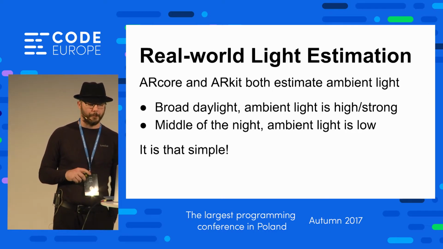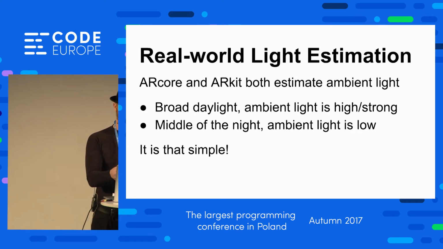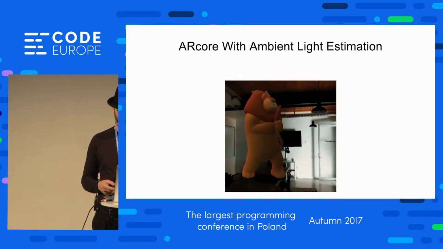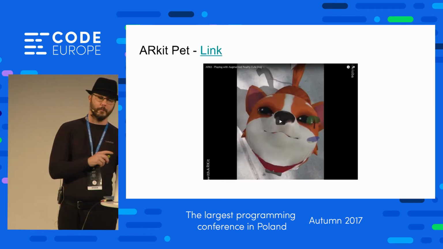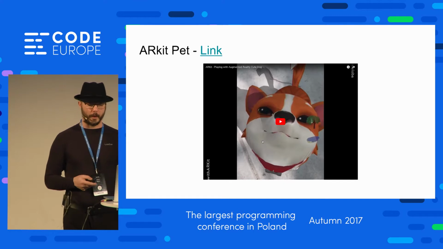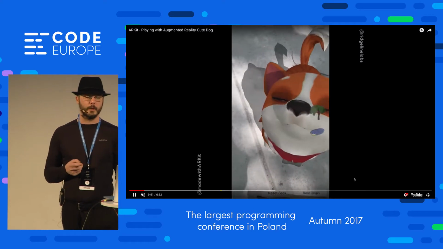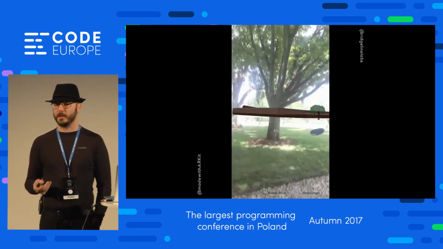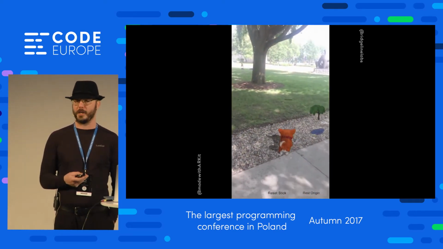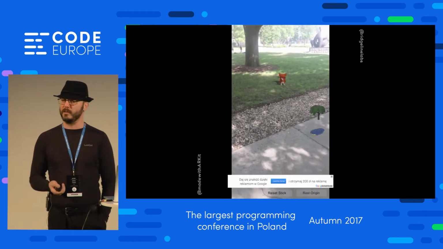Let me show you this guy. So here you see the lion is well lit. Suddenly the human shuts down the light. So the light on the avatar is changing as well. This is natural and this is the way we like it. So when ARCore or ARKit estimate ambient light, you want the light of your 3D to be high if you are yourself in broad daylight. If you are in a dark room or during the night, you want the light of your 3D to be low. It is that simple.